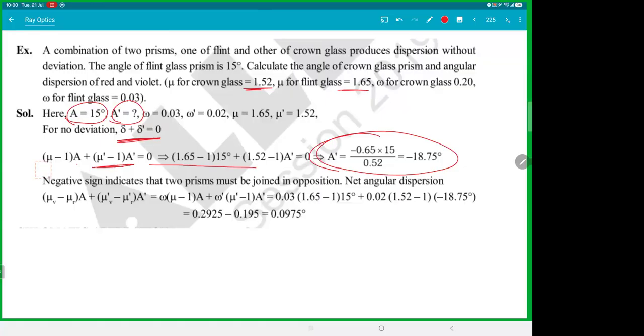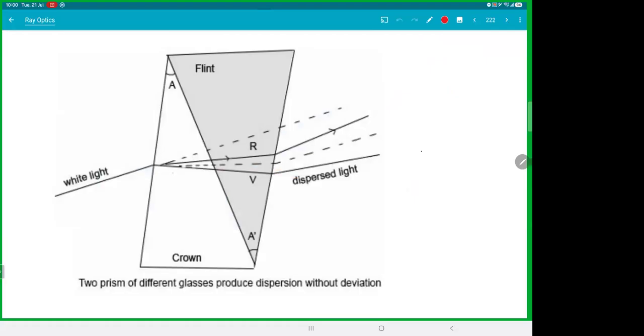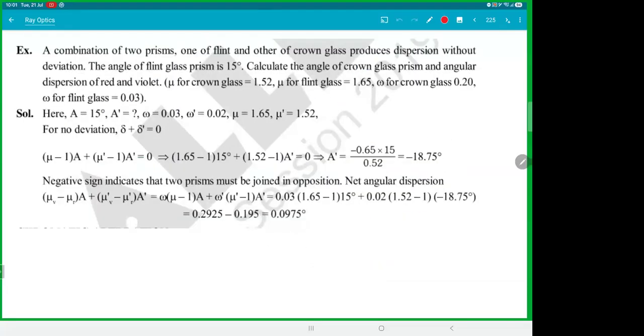Now he is asking, agreed, there is no deviation, but there's a dispersion. Basically, this prism and this prism are parallel. There is no deviation, but this light ray got spread out. What is this dispersion angle? So this first prism will give theta, the second will give theta dash. So we add both of them. The total dispersion is theta plus theta dash, which is theta net.